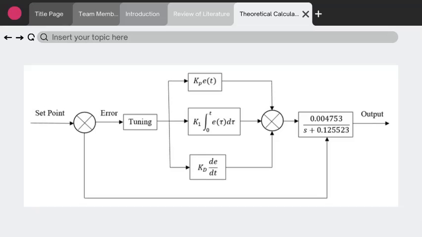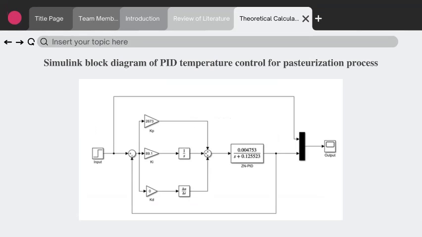experimentally. So next is the Simulink block diagram for the PID temperature control for the pasteurization process.